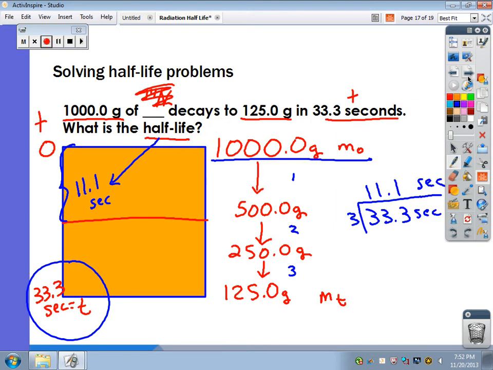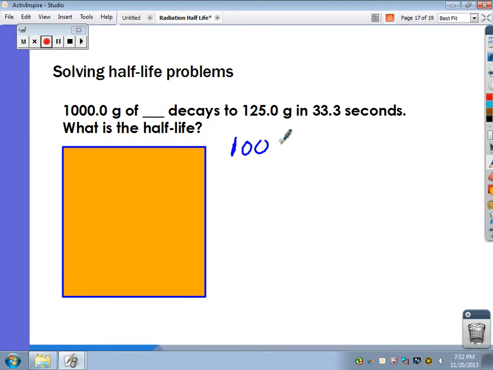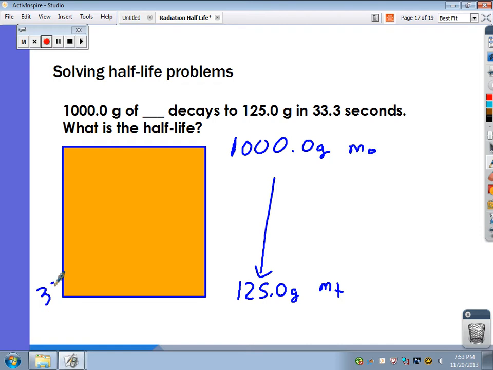Another kind of problem is you know the original mass, right? You know the ending mass, mass at time t, mass at time 0. You know the overall time, and you don't know the half-life. There's that kind of problem.